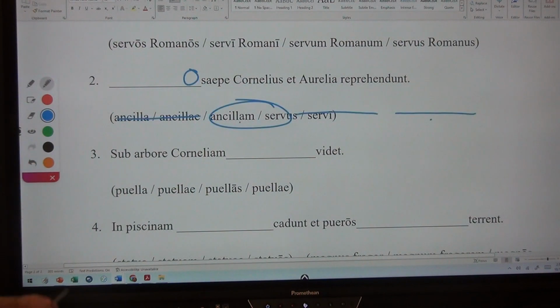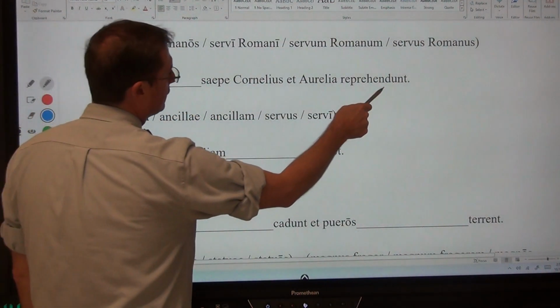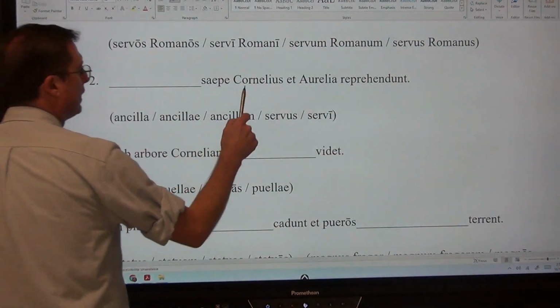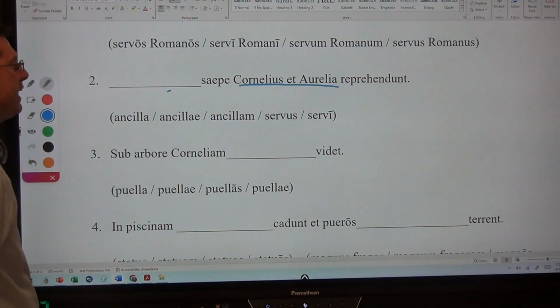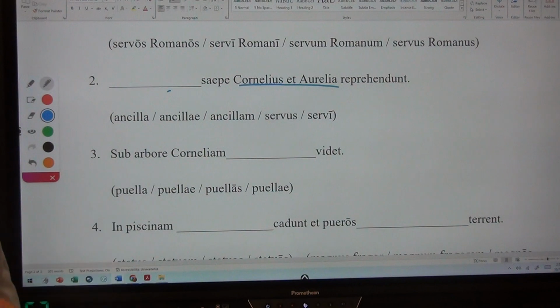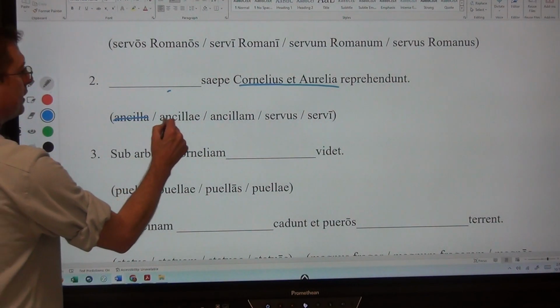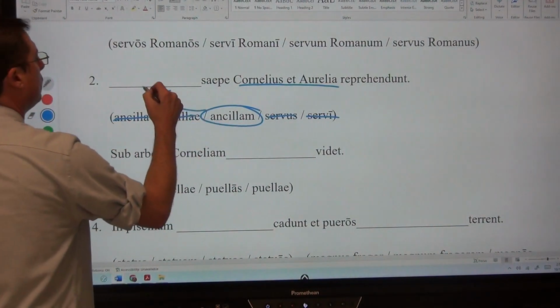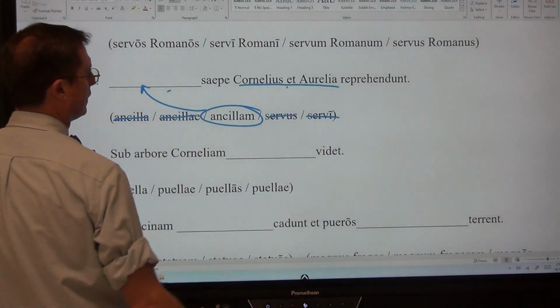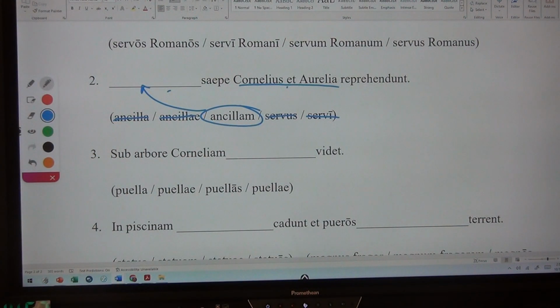Number two, often Cornelius and Aurelia scold. Well, we know that Cornelius and Aurelia are the ones doing the scolding because they are nominative, and so what we want in the blank here is whom they scold. And so we are going to need an accusative. We do not need a nominative, because we already got ourselves a nominative, and thus they are the ones doing the scolding.